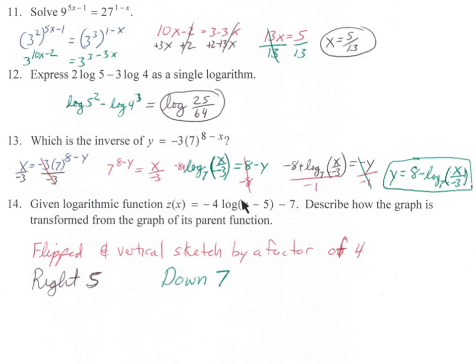All right, what does this tell us? Well, this told us we're going to shift +5, because it's the opposite of -5. So that would be right 5, so we're going this way. And this part tells you to go down 7. That is the transformation of it. Now, if you thought about what this looks like, just for practicing, this would be upside down, and it would have a vertical asymptote at 5. But it would be upside down.